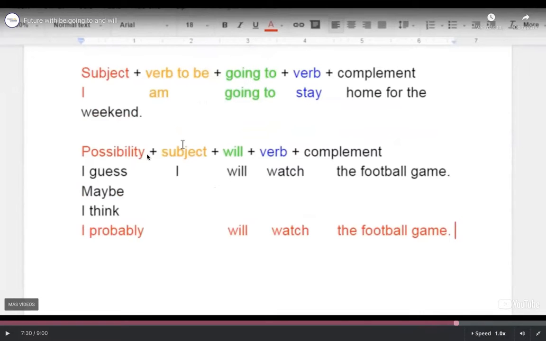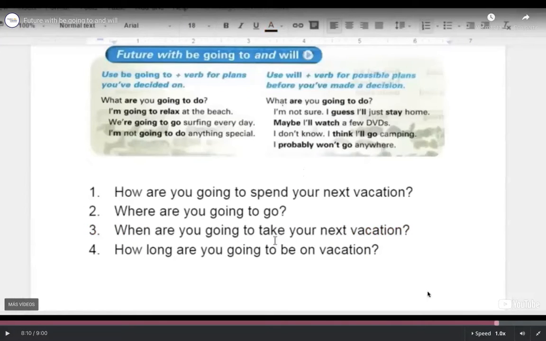With "will," the same idea. The possibility, I guess, maybe, I think, probably, then the same. I will, and the verb in present. I will watch the football game. I will play soccer. The difference, the two are correct. The difference is "going to" is plan. "Will" is not a plan. "Will" is maybe. Okay.